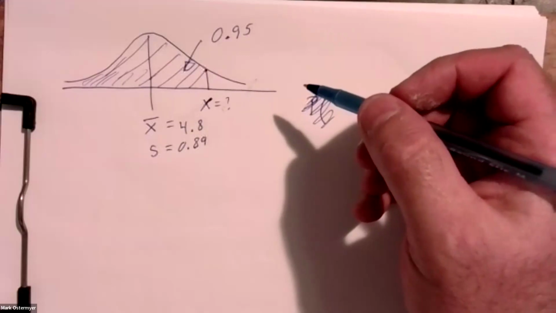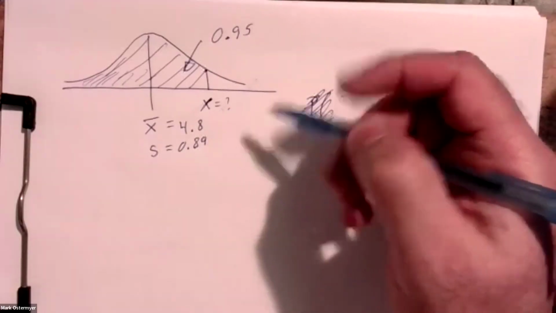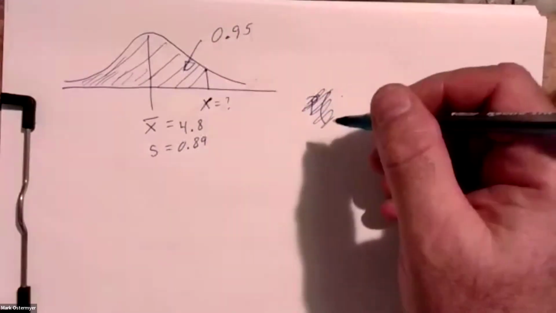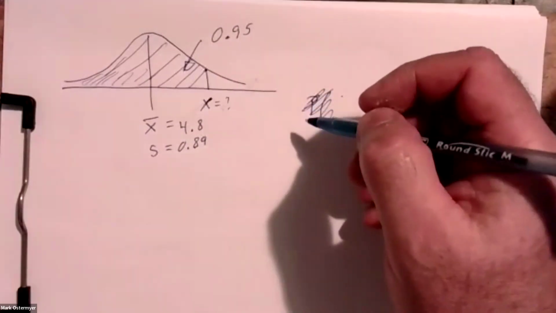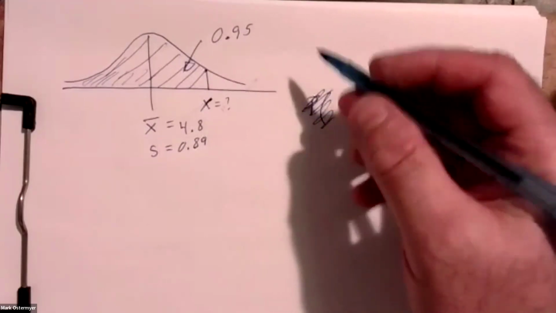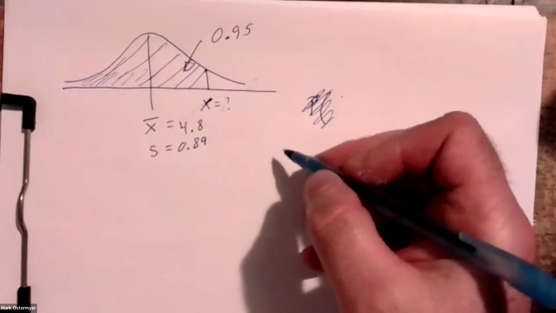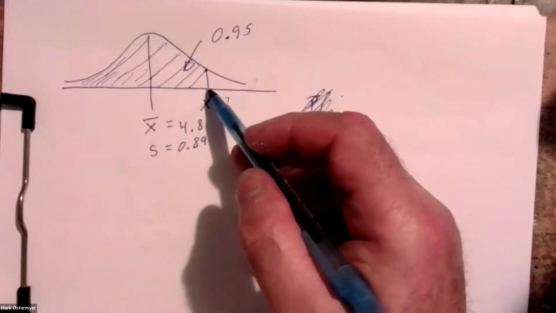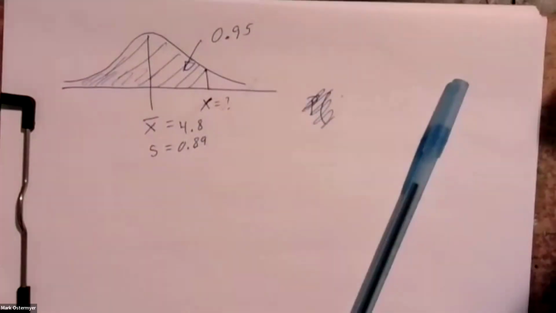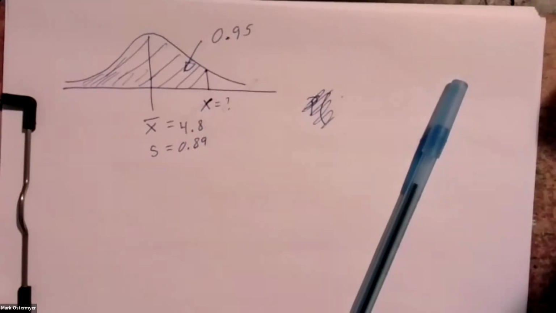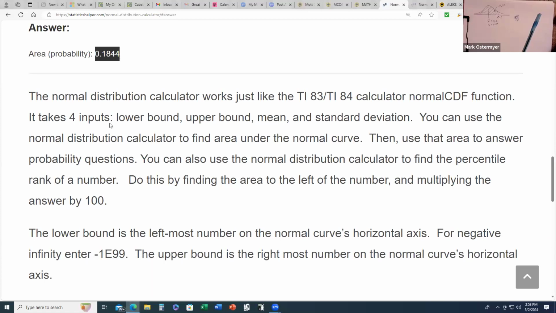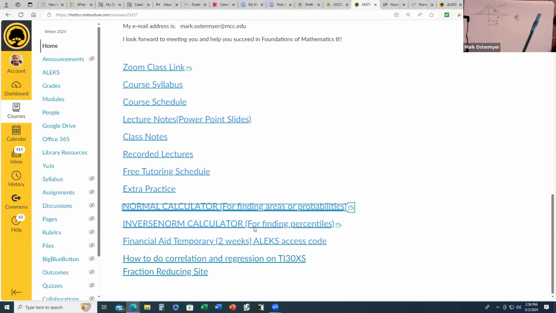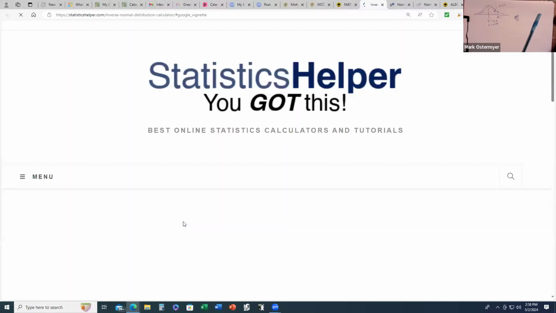All right. Now, to find this percentile value, we're gonna have to use the inverse norm calculator to handle this problem. And the inverse norm calculator link is found on our Canvas course site. So the area to the left of this unknown percentile is 95%, 0.95. Let's go get the inverse norm calculator. Back on our main dashboard of our Canvas course site, we have an inverse norm calculator for finding percentiles. Let's click on that.